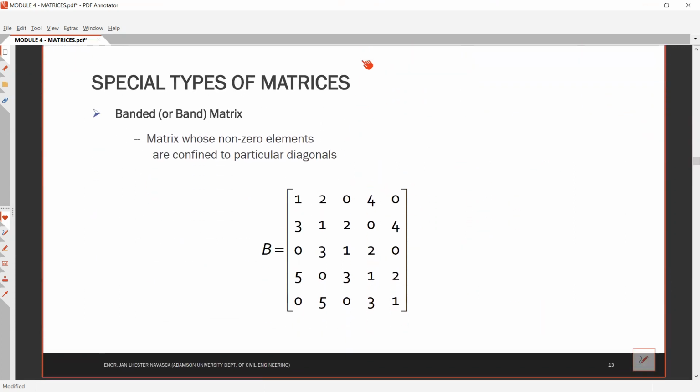Next one, we have the banded or the band matrix. So for the banded or band matrix, ito yung matrix where non-zero elements are confined particularly in the diagonals. So, yung band matrix, non-zero elements are confined to a particular diagonals. This one.